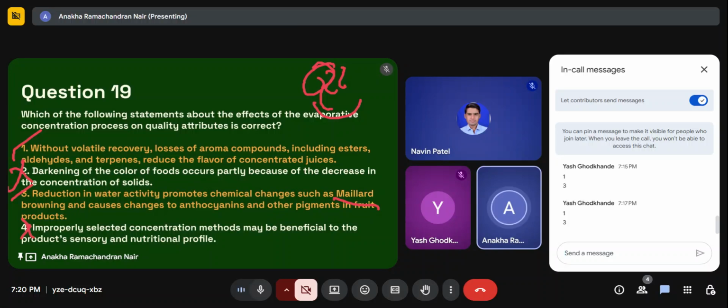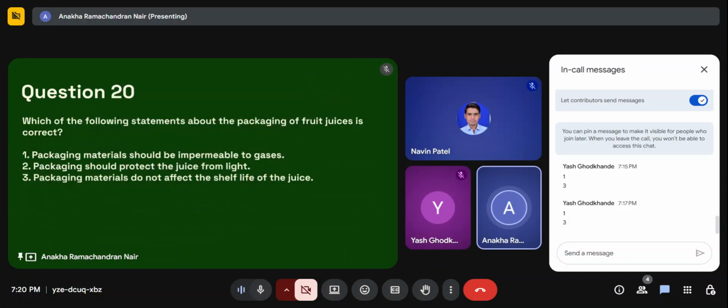So I'm not seeing any doubts as such for now. So let's move on to the final question for today, which is: which of the following statements about the packaging of fruit juices is correct? And there are three options. Option 1: packaging material should be impermeable to gases. Option 2: packaging should protect the juice from light. And option 3: packaging material does not affect the shelf life of the juice. So out of these, which are correct?